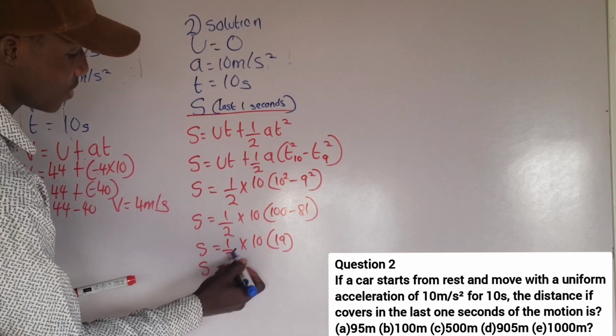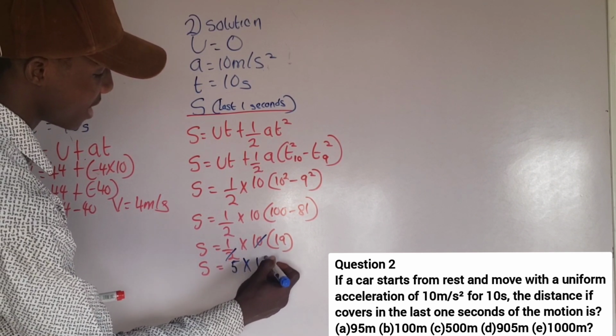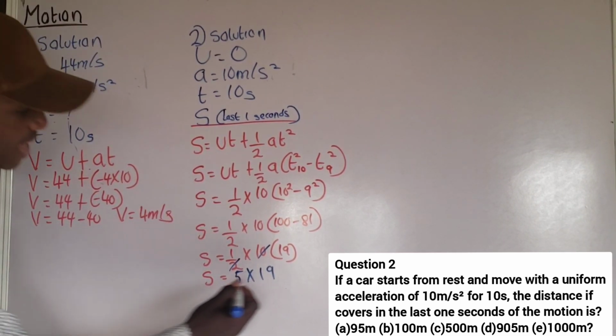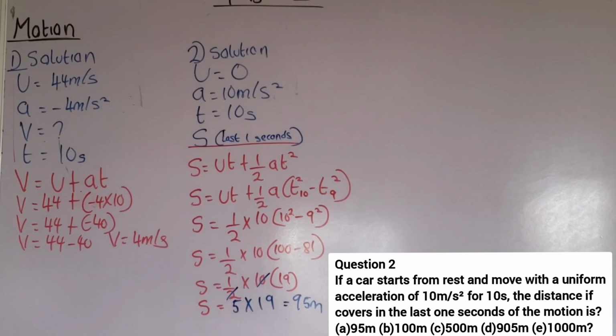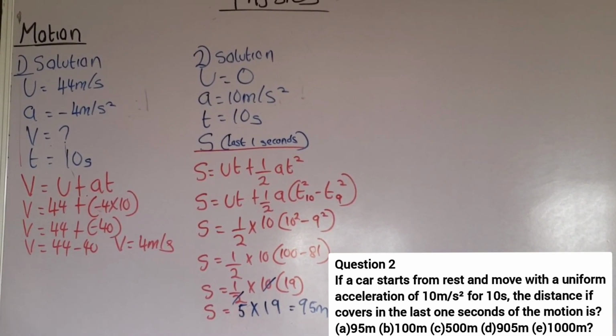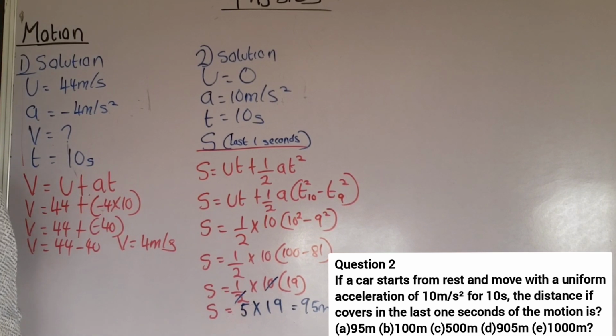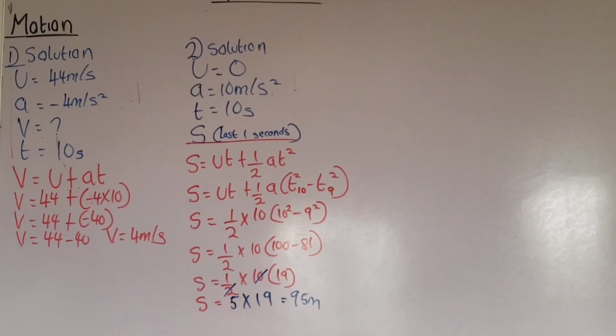Here I'm going to have 5, so I'm going to have 5 multiplied by 19. So s is equal to 95 meters. So the correct option for that question is option A. That is 95 meters. So let's proceed to another question.